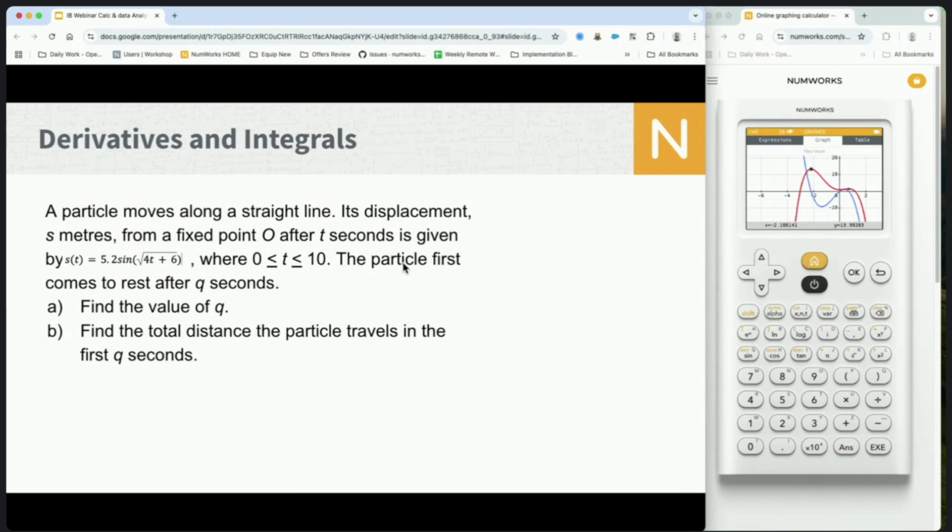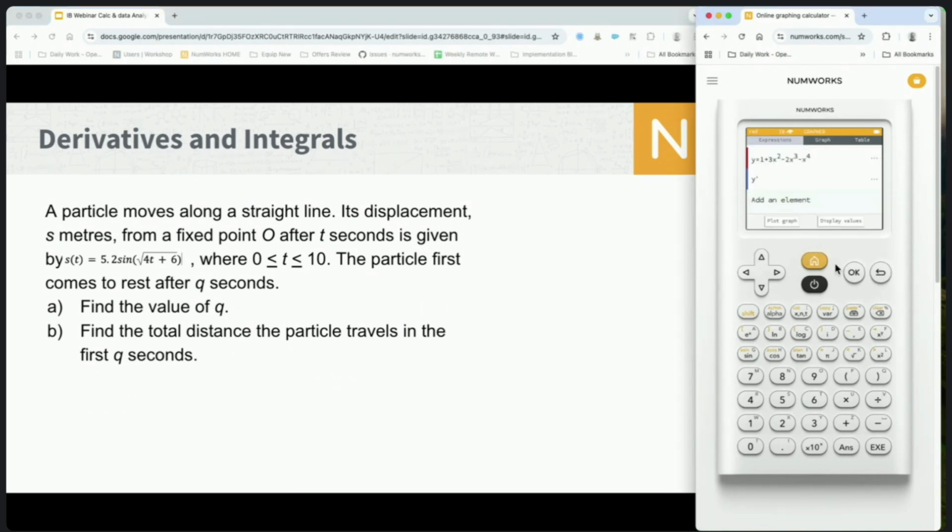For our next example here, we've got a particle moving along a straight line. Its displacement from a fixed point after t seconds is given by that sine function, and for 0 is less or equal to 10. Find the value of q where it comes to rest. And so they've got to do a little interpretation. So I look at doing this one graphically as well. Get that guy out of there. And so I can enter 5.2 times the sine of the square root of 4x plus 6.